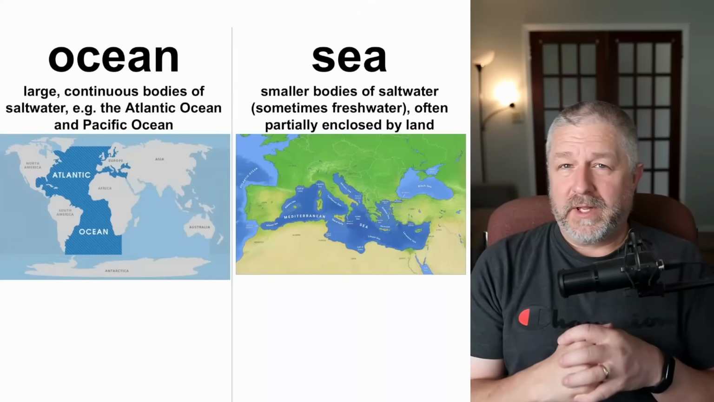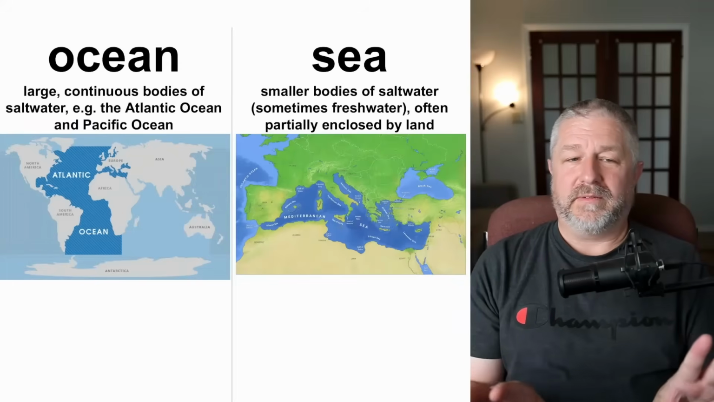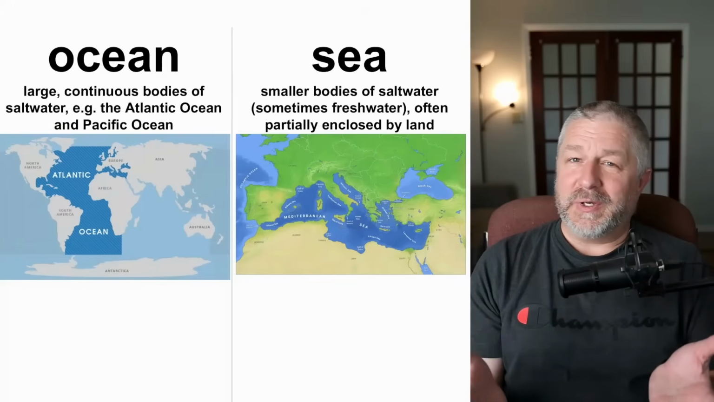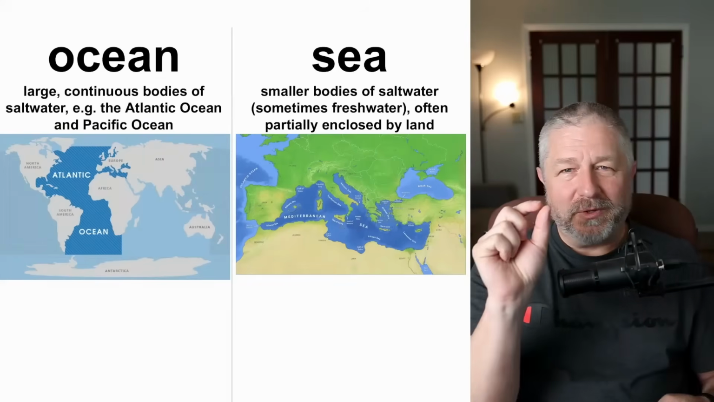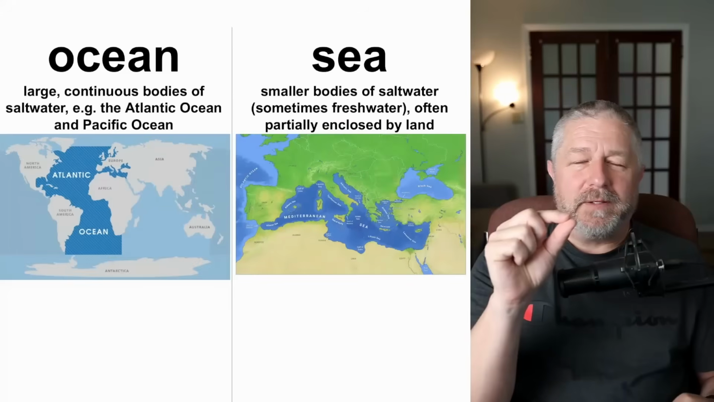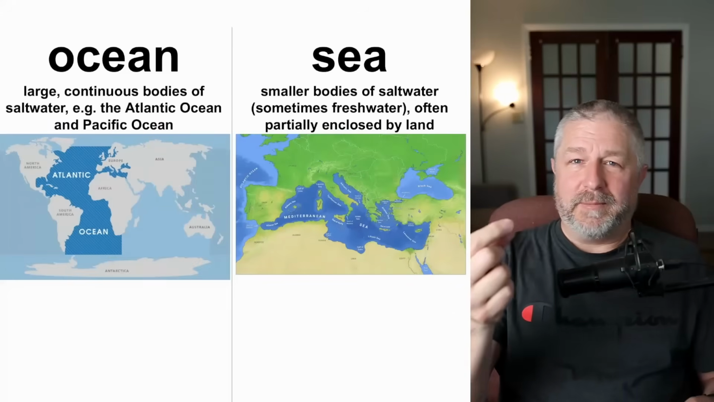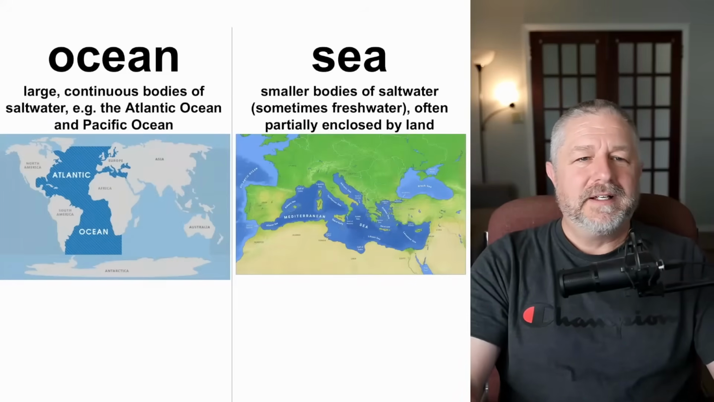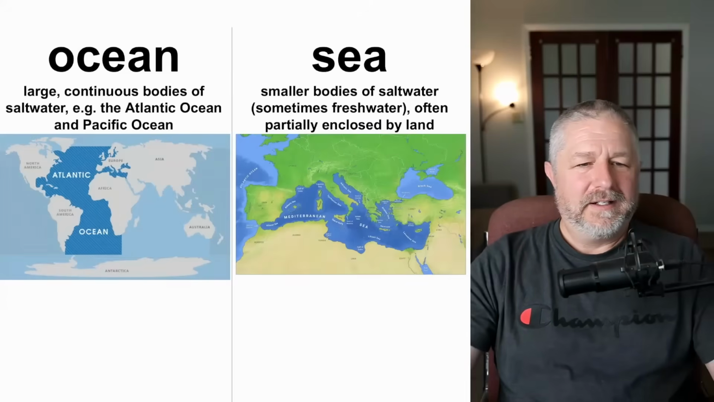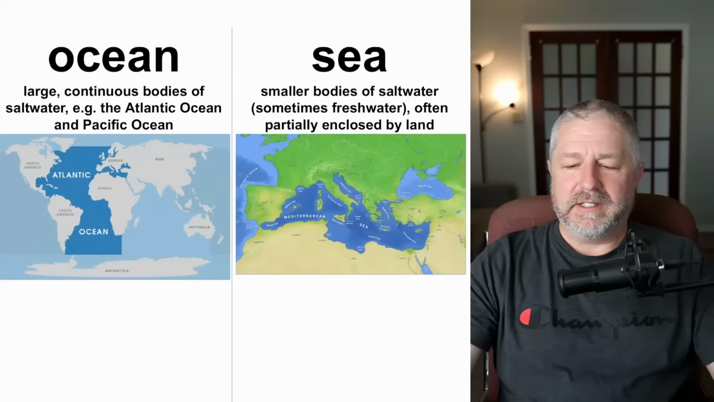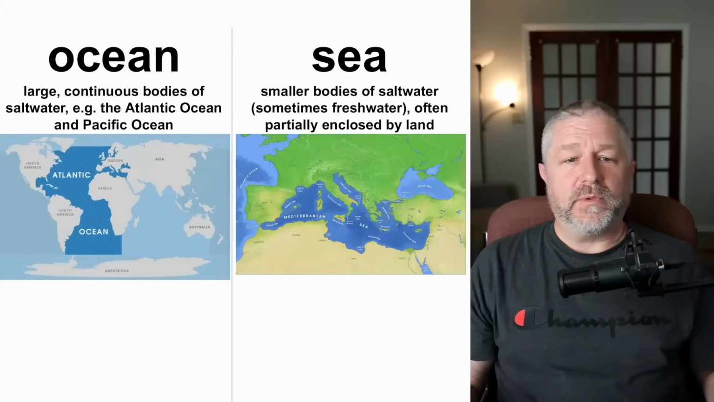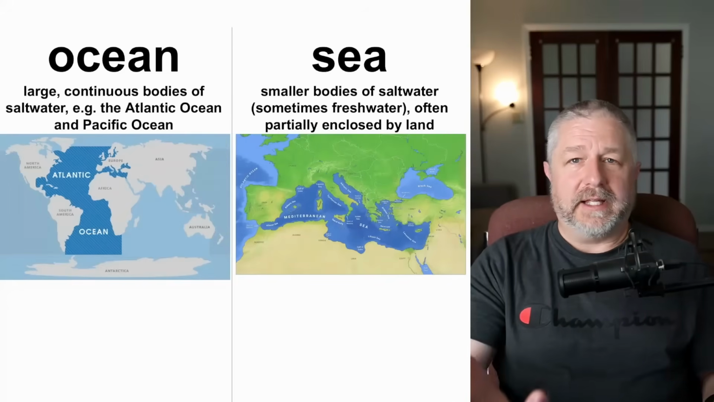Ocean versus sea. So oceans are large continuous bodies of salt water. For example, the Atlantic Ocean and Pacific Ocean. So I also wanted to teach you the words e.g. here. So e.g. in English means for example. It's probably a Latin phrase, and I probably should have looked it up. Actually, it means for example. Exempli gratia. So it's a Latin phrase. But in English, we read e.g. as for example. So I would say large continuous bodies of salt water, for example, the Atlantic Ocean and Pacific Ocean.